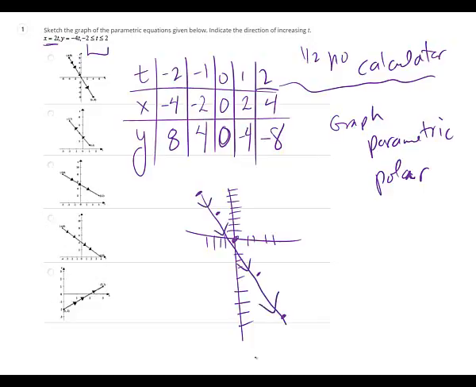So the orientation should look like that. Looking at what we have there, I would probably think it has to go through 0, 0, right? It's got to be the first one, doesn't it?